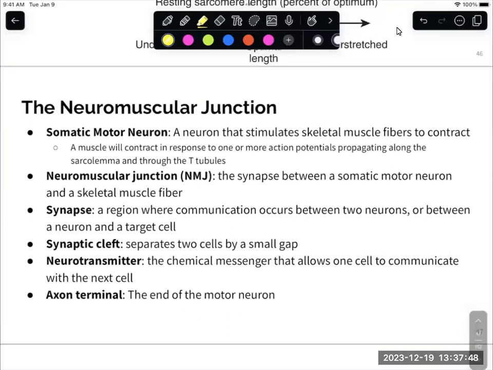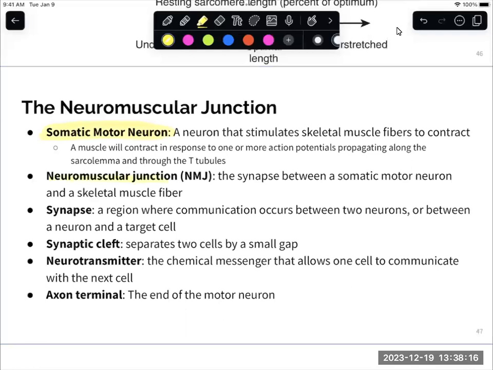Let's get into the second part of this entire physiology process of a muscle. We're going to look at this neuromuscular junction. So we have that somatic motor neuron. This is the neuron that comes from the brain and the spinal cord that is coming out to these muscle cells that tells these muscles to contract.